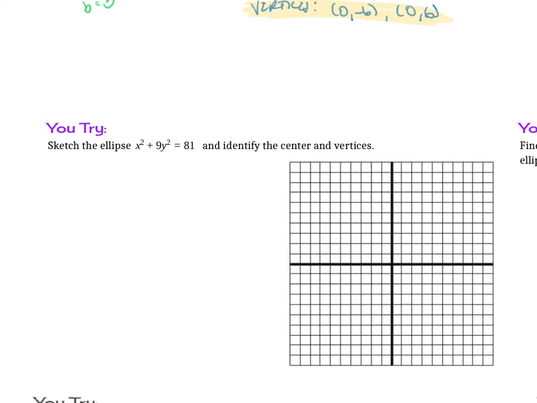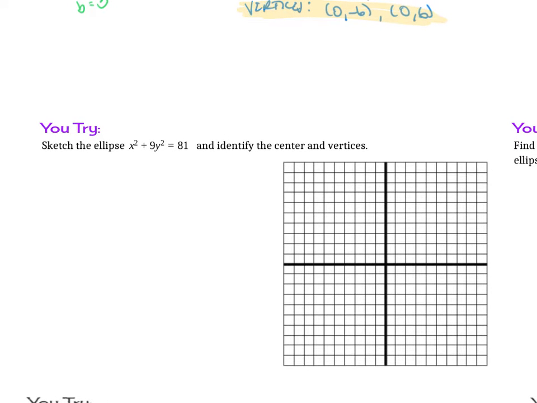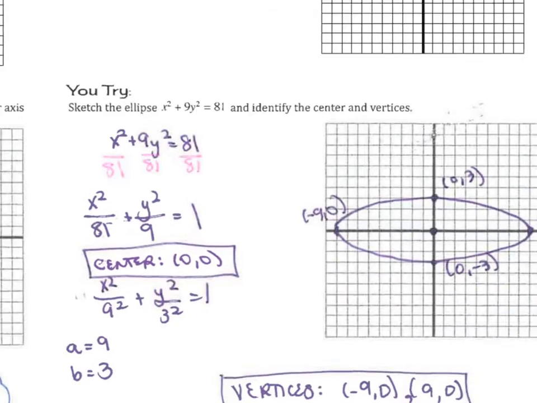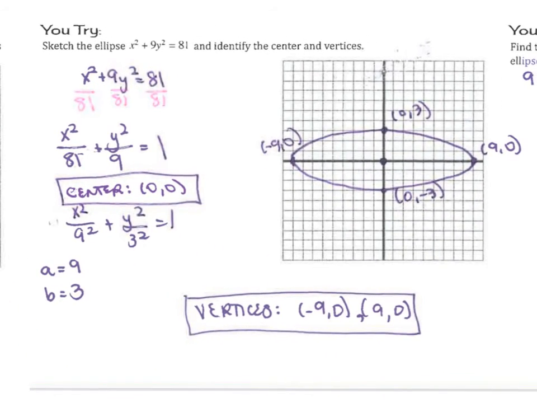Sketch the ellipse x squared plus 9y squared equals 81, and then identify the center and vertices as well. Trying this out, you should divide by 81 first, and then simplify. So you get x squared over 81 plus y squared over 9 equals 1. We know the center is still at 0, 0. Because the denominator of the x squared is larger, we know it's a horizontal axis. Then you take the square root of both, so you find that a is 9, b is 3. And so this is your sketch. Your center is 0, 0, and vertices at negative 9, 0, and 9, 0.